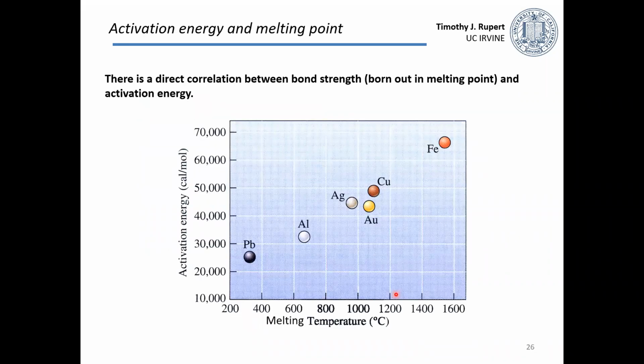So that activation energy for the self-diffusion, I mentioned it correlates with bond strength. One way you could see this is if you were to make a plot of the activation energy for that self-diffusion versus the melting temperature, which we mentioned is correlated with bond energy in one of our earlier lectures. You would find that as the melting temperature goes up, the activation energy for self-diffusion goes up as well.